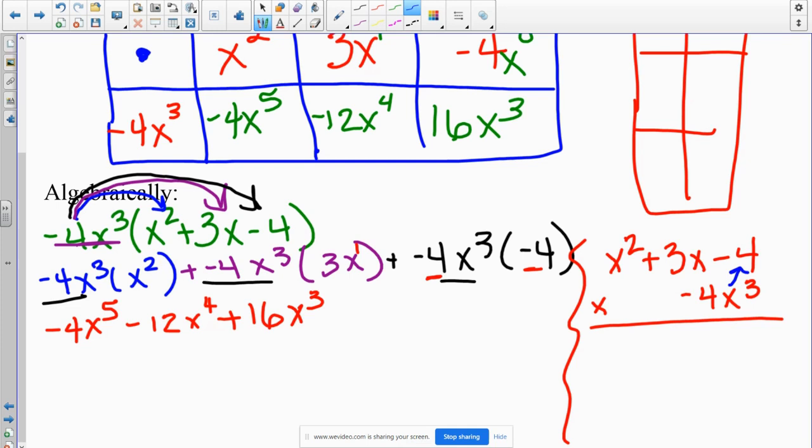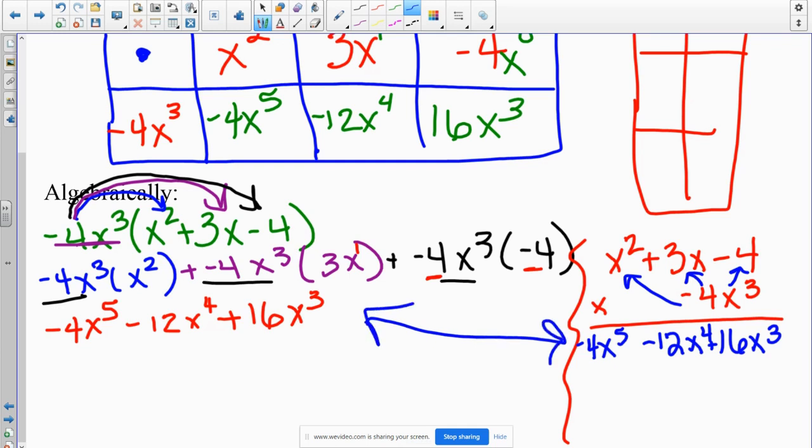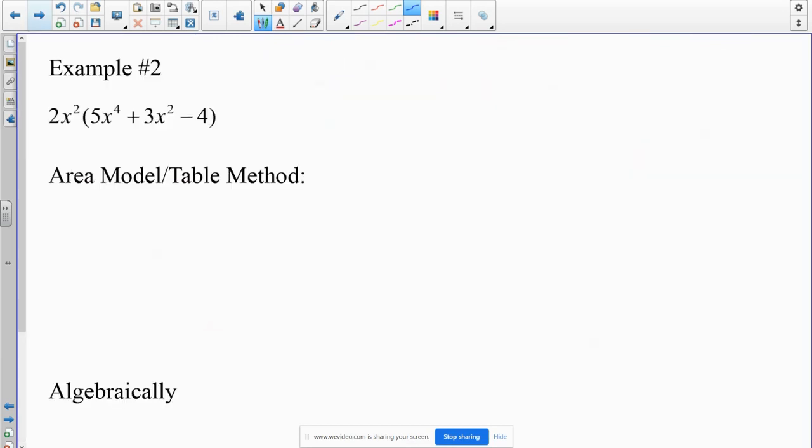So we're going to take negative 4x to the third times negative 4, which is positive 16x to the third power. Then we're going to take negative 4x cubed times 3x, which is negative 12x to the fourth power. And this is a positive, so you should throw that positive in there. And then we're going to take that negative 4x to the third times x squared, and we're going to get negative 4x to the fifth. So you can make a decision what type you like. If you're more of the area model, if you can quickly visualize that, or you can solve it algebraically either horizontally or vertically. So let's look at the next problem.